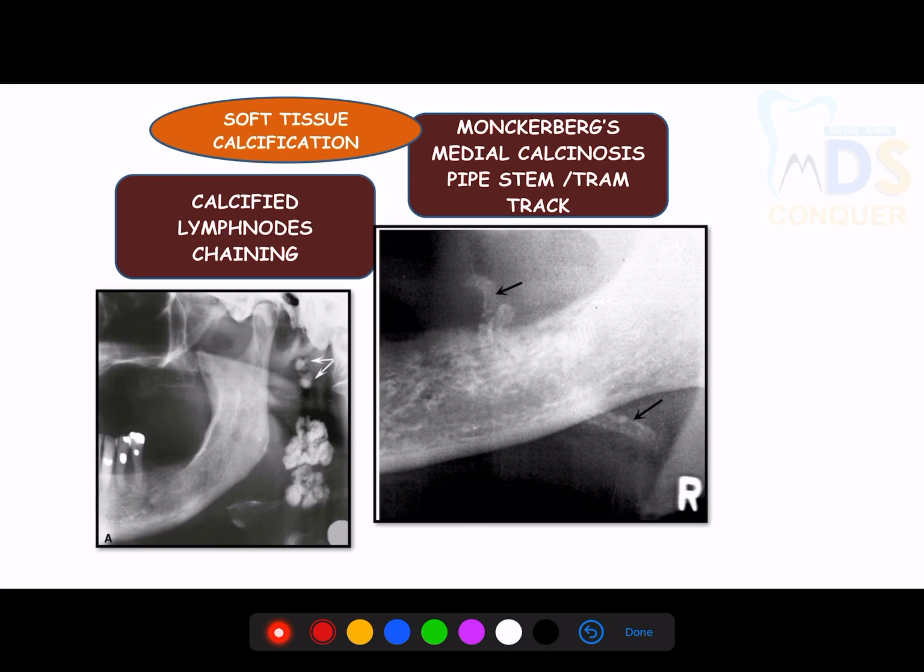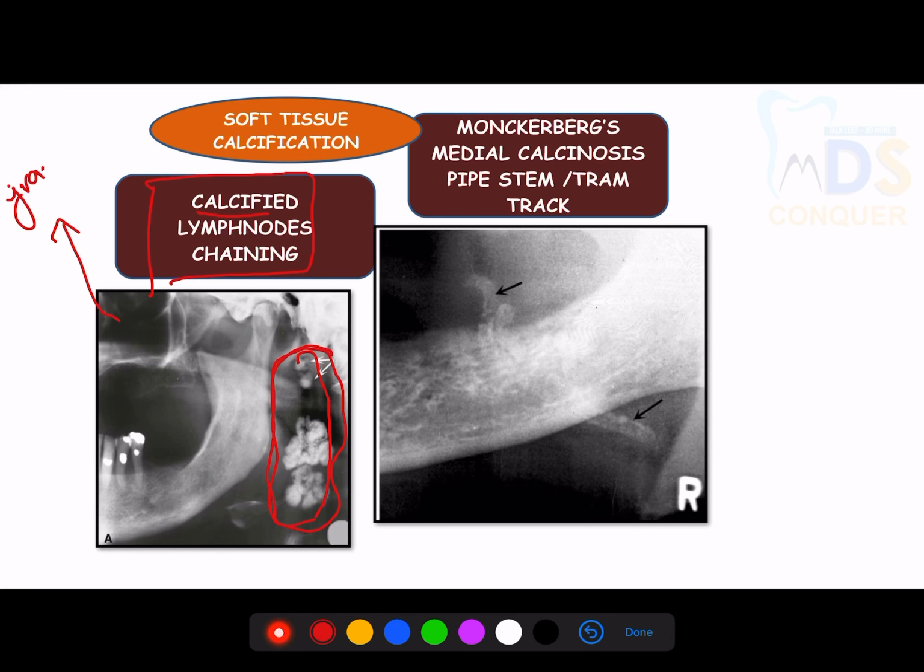Coming to a few soft tissue calcifications. You can see here this calcified lymph node chaining. These are the lymph nodes which are calcified and appear as a chain. So the calcified lymph node chaining is a soft tissue calcification. And where do you see this type of lymph node calcification?